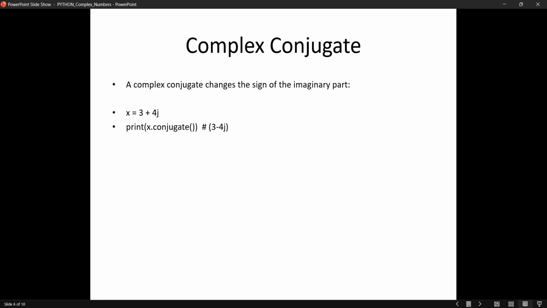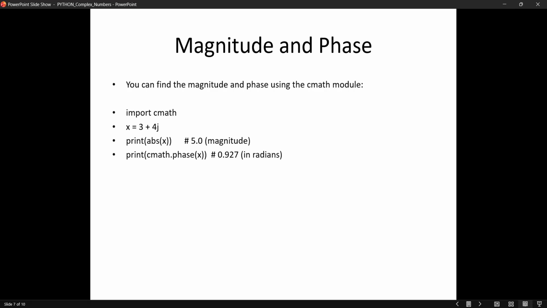Complex conjugate. The conjugate of a complex number flips the sign of its imaginary part. So what does this mean? Here we have x is equal to 3 plus 4j. When we say print x.conjugate(), it's going to flip the imaginary part to negative. This is useful in many operations, like dividing complex numbers and simplifying expressions in engineering.